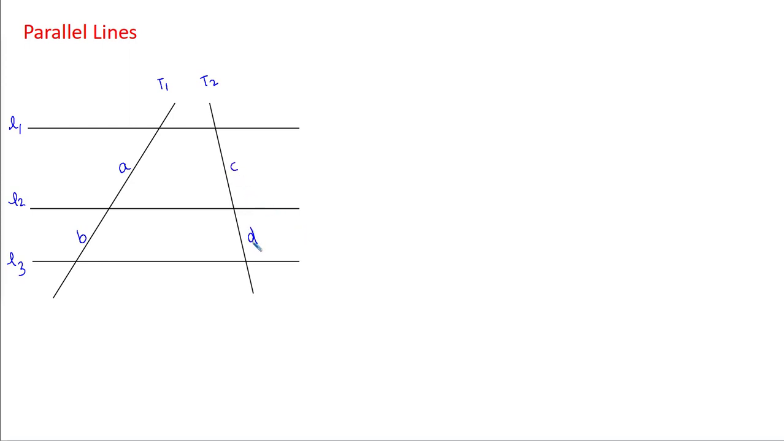So here the property is that the ratio of the lengths of the line segments formed by three parallel lines on these two transversals is the same. On the first transversal the ratio of the lengths of the line segments is a divided by b. On the second transversal the ratio of the lengths of the line segments formed by these three parallel lines is c divided by d. So we can say that a divided by b is equal to c divided by d. After this we are going to solve a few questions depending on these concepts.